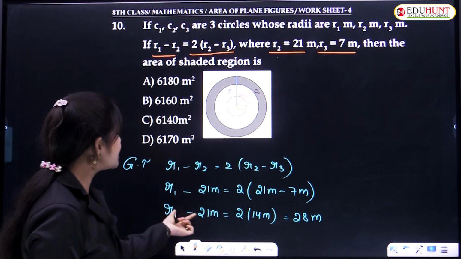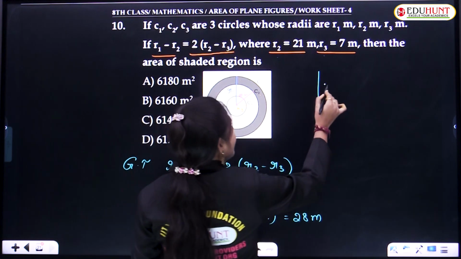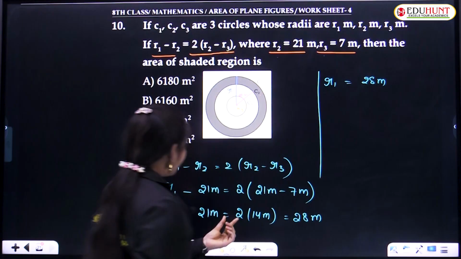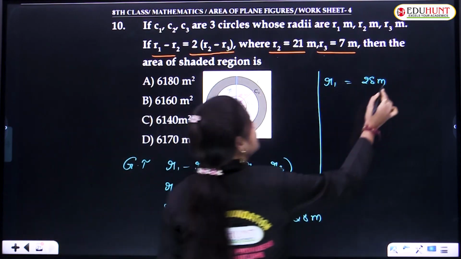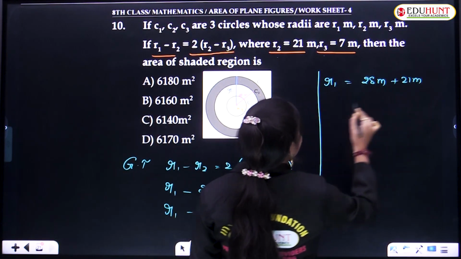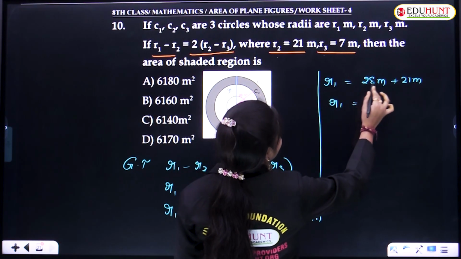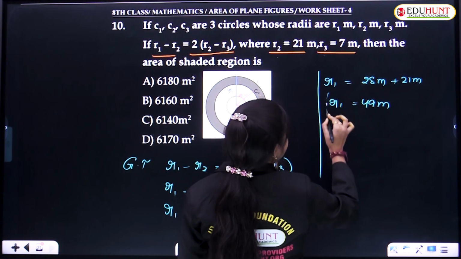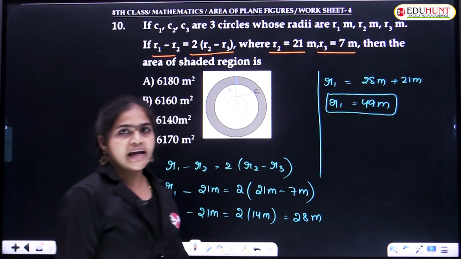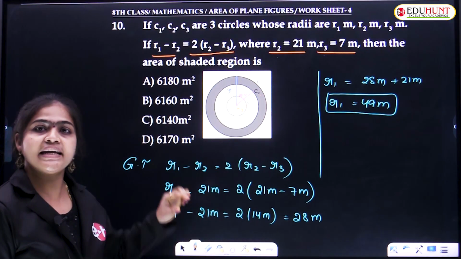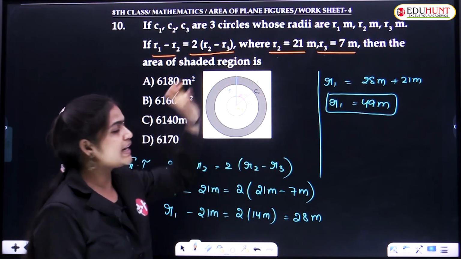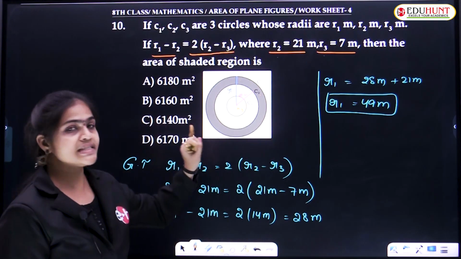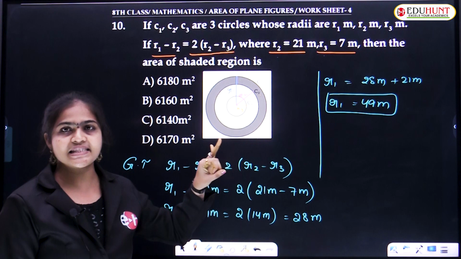28 meters. From this, what is the value of R1? R1 is equal to 28 meters, and here minus 21 is there, no? Minus 21 becomes plus 21 meters. Then here R1 is equal to 28 plus 21, which is 49 meters. Okay, 49 meters. And here the shaded portion is there in between C2 and C1. For that here R2 is required, and in the same way R1 is required.